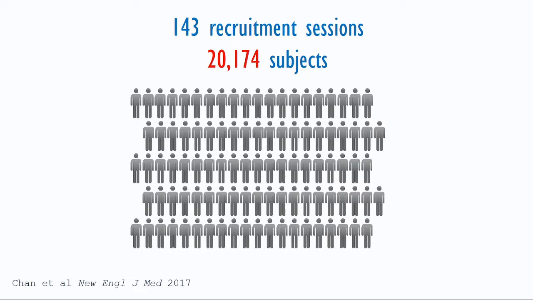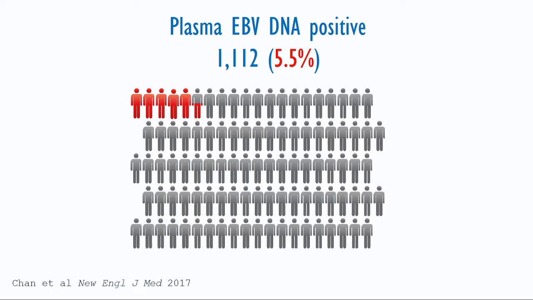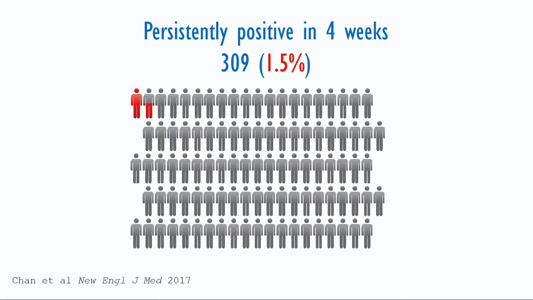About 5% of them, about 1,000 individuals, tested positive on the first occasion. And then we wanted to make sure which subjects amongst this cohort have persistent release of EBV DNA. Upon the second testing, only about 1.5%, about 300 individuals, were positive for EBV on both occasions.